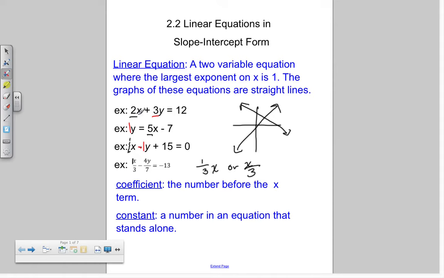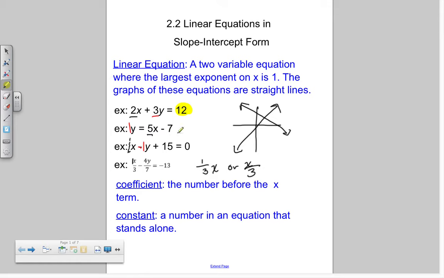So the coefficient is the number that is right next to my variable, so it goes along for the ride. Okay, a constant, we learned this at the beginning of the year, is a number in an equation that stands alone. So a number that doesn't have a variable on it because it's constantly going to be that. So in this case, we'll highlight in yellow. The constant here is 12.